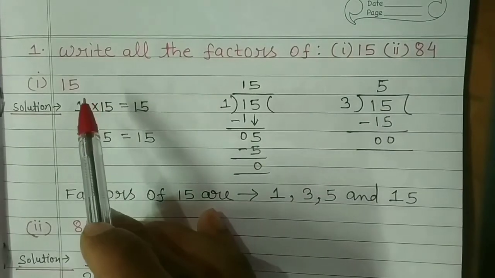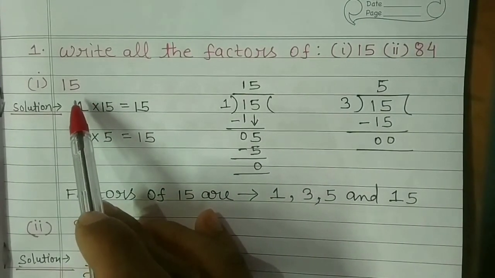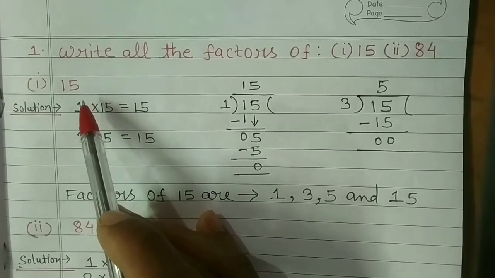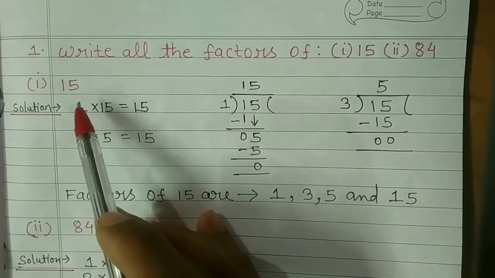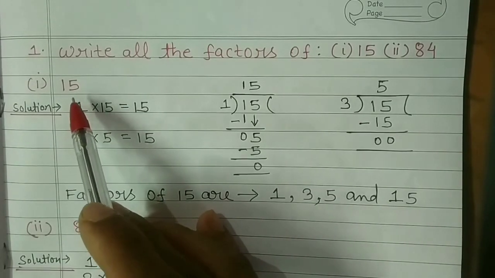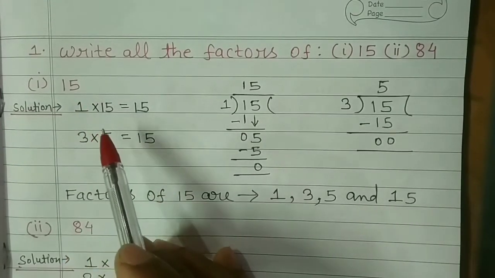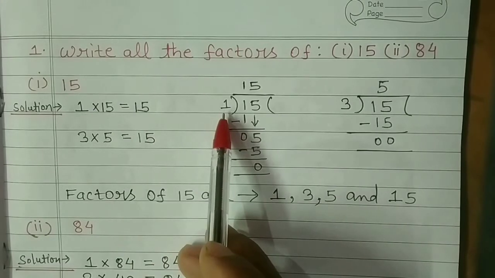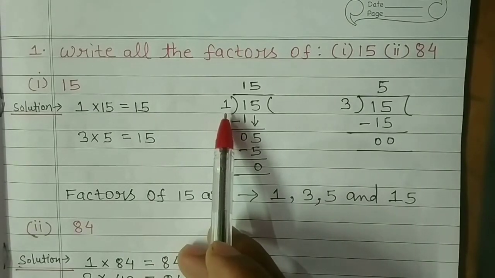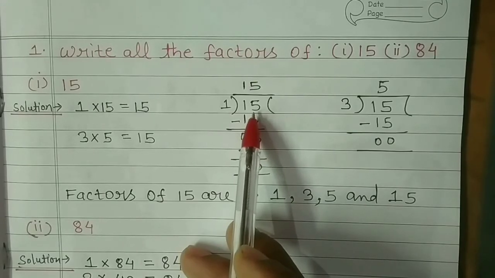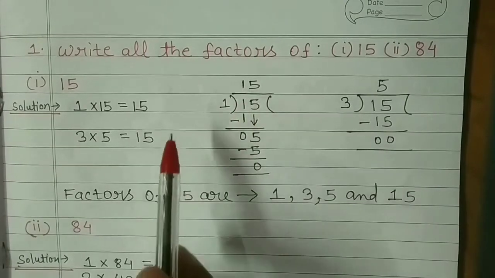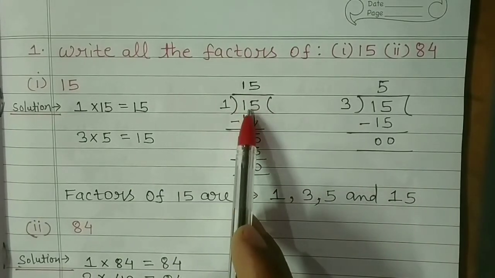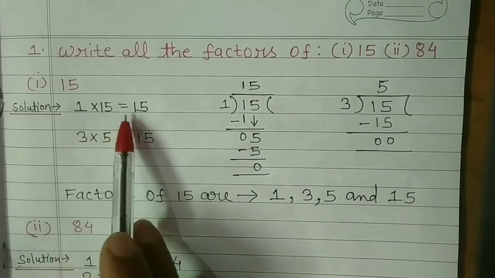So I have started from this number, that is 15. Now we are going to find all the factors of 15, means we are going to find all the numbers that will divide this 15 completely. So first I have started from number 1. And as we know that 1 is a factor of every natural number, so this 1 divides this 15 completely. The remainder here is 0, as you can see here. So 1 is a factor of 15. So here we can write 1 into 15 equal to 15.